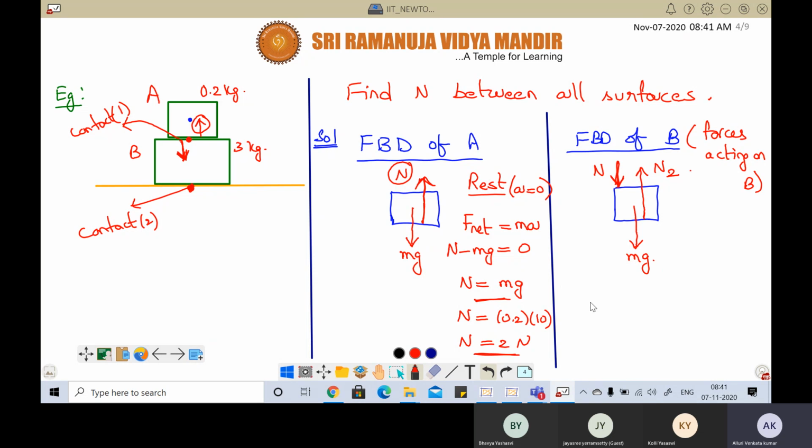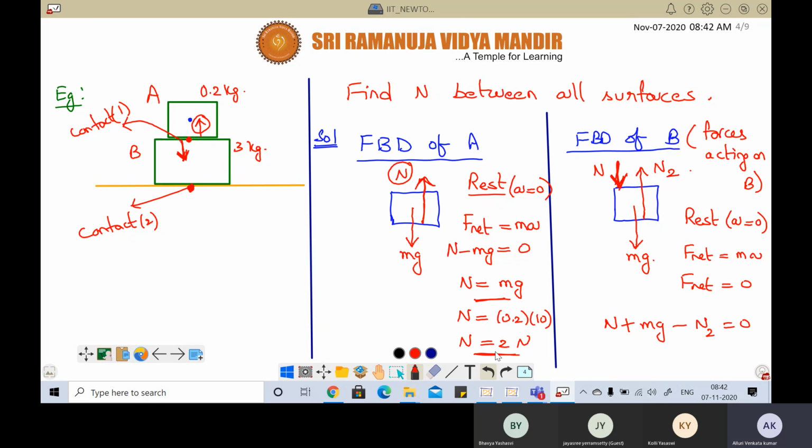Okay. So now here, is this body moving? No, sir. So that means acceleration is 0, so F net equal to 0. Now tell me what is the equation? Downward, how many forces are there? N and mg, correct or not? N plus mg minus N2 equal to 0.